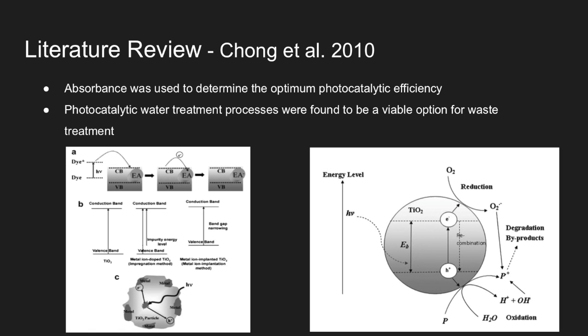In Chong et al. 2010, various chemicals were used in the development of photocatalytic methods to reduce contamination in water. A multitude of variables are used to determine the optimum photocatalytic efficiency, and the photocatalytic water treatment processes were found to be a viable option for waste treatment. TiO2 was found to be the best catalyst for water treatment before the photocatalytic processes were used, and the series of oxidative reduction reactions made it possible for the catalyst to be effective.